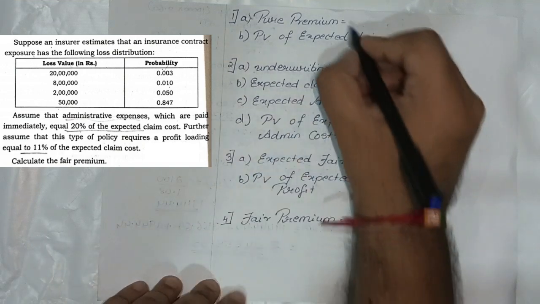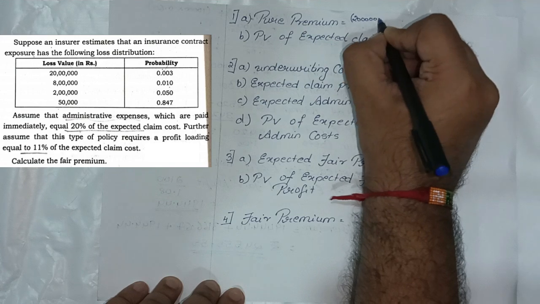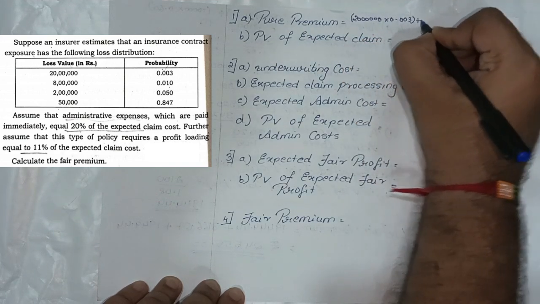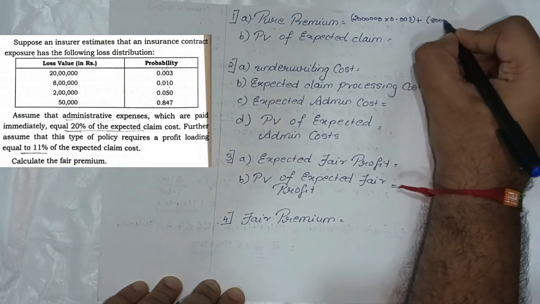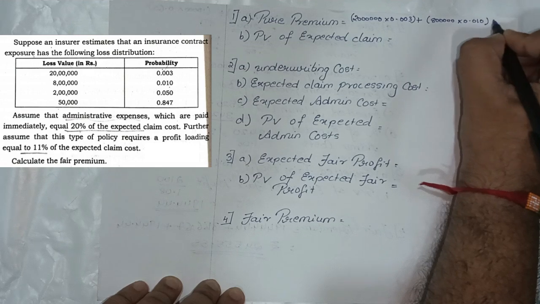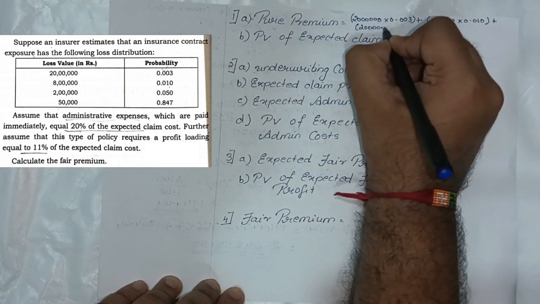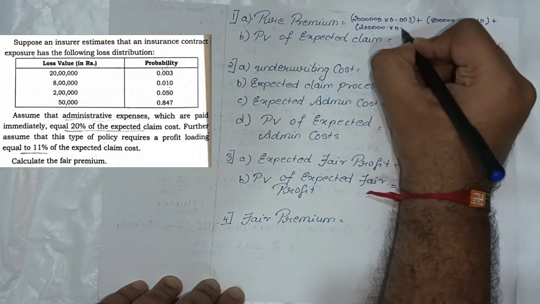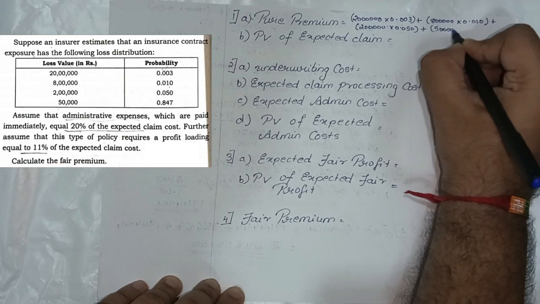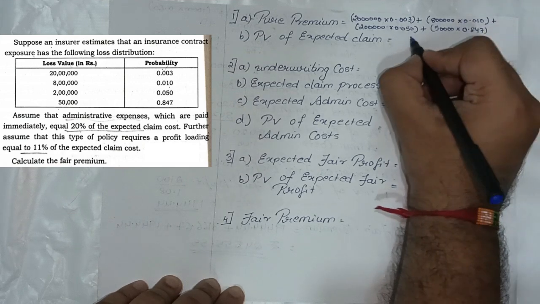A lot of values are there, so we'll have to take the summation of all. The first one is 20 lakhs into 0.003 plus 8 lakhs into 0.010 plus 2 lakhs into 0.050 plus 50,000 into 0.847. So now your 4 values are given.